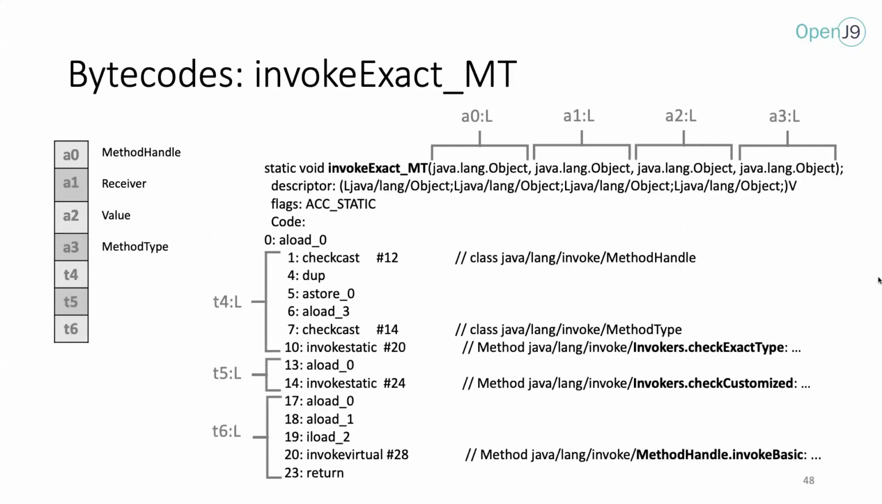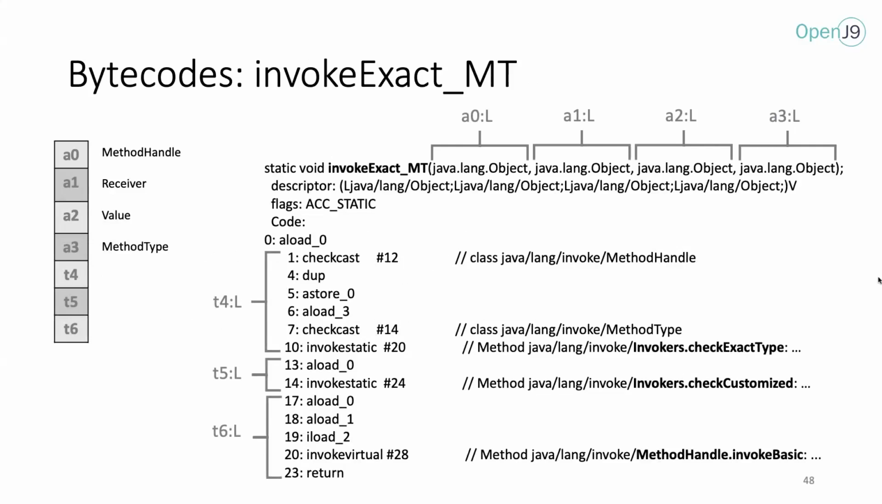4 input arguments, which are all objects. So no type checks are needed during compile time. Everything will be done during runtime. And then the T4, T5, and T6 are again annotated, and their corresponding bytecodes are shown.